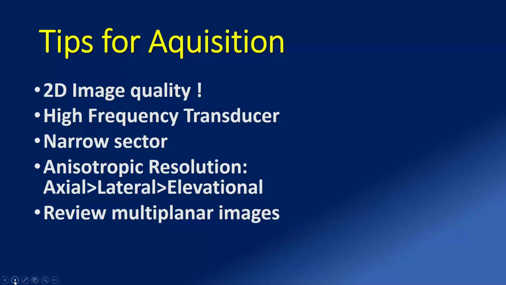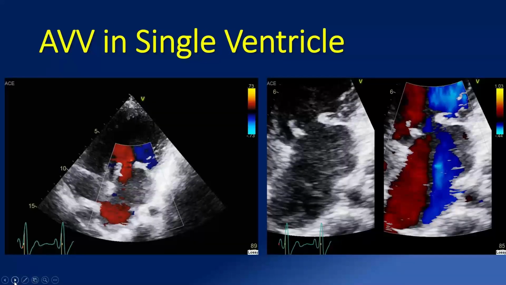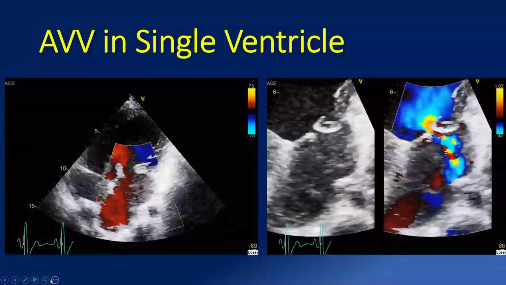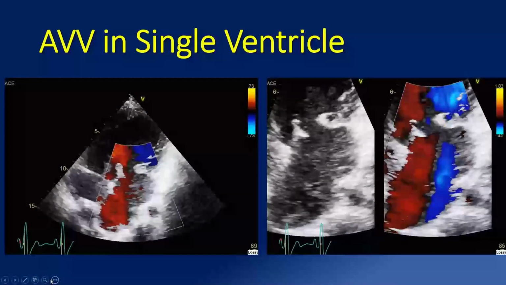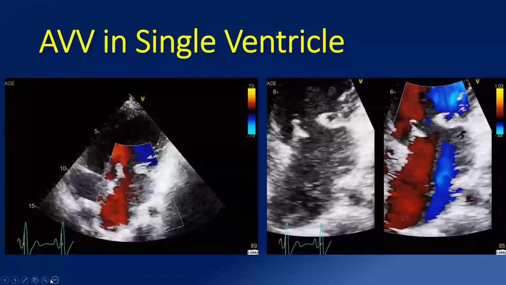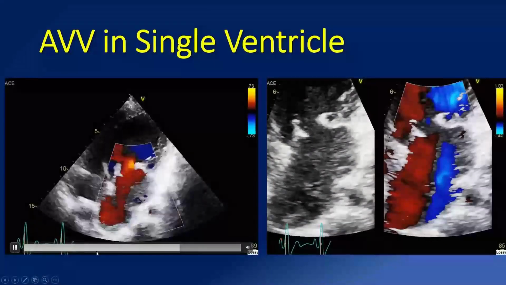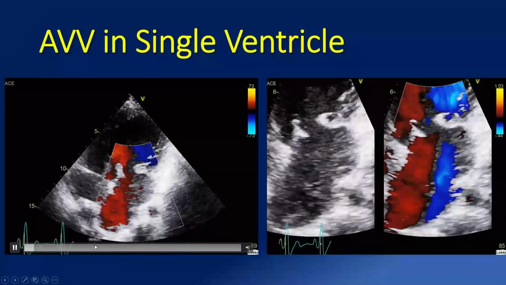So this is just a clinical example of the help that 3D echocardiography can provide us. This is a patient with the Fontan circulation, and as you can see, the left AV valve has a significant regurgitation, a very eccentric jet hitting the roof of the atrium.